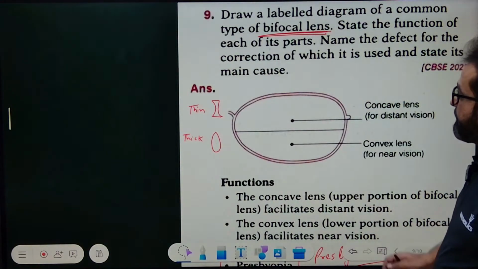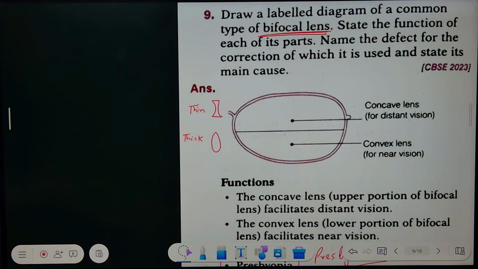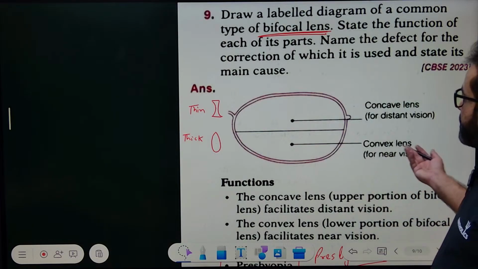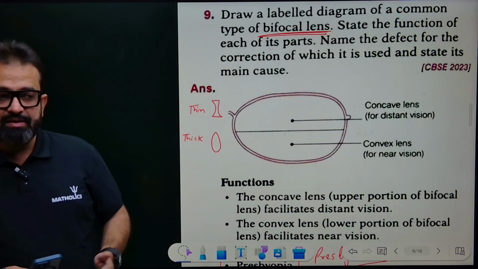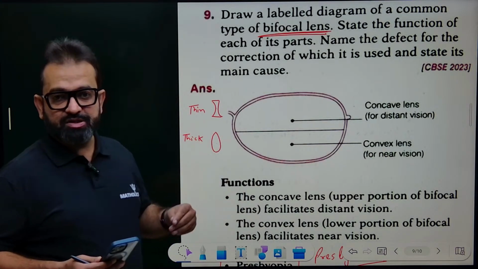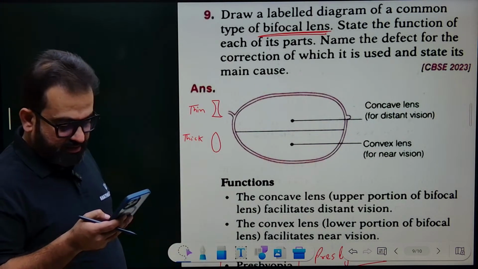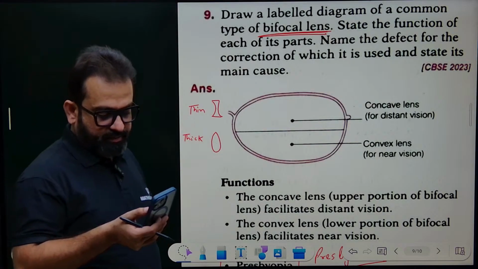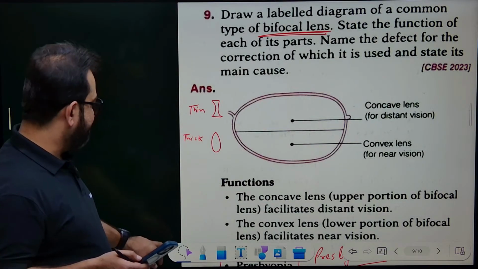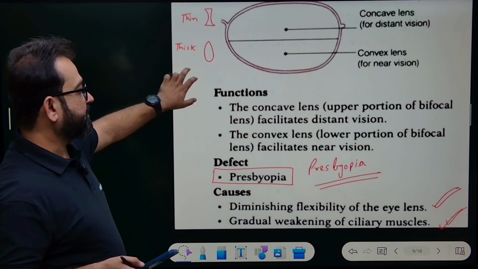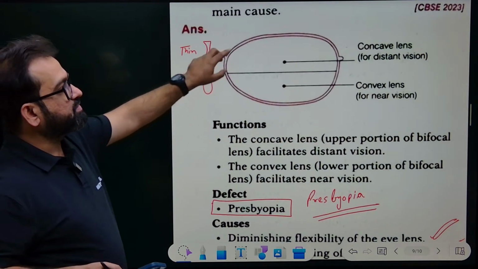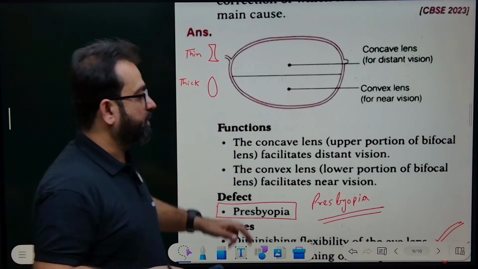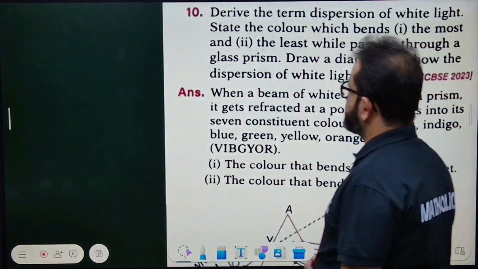Question number 9, right? Bifocal lens. What are bifocal lenses and what is the imperfection which a patient must be suffering from because of this? I guess it is nothing but presbyopia. Yes, a person suffering from the defect presbyopia would actually use this kind of lens. Yes or no? Okay, let's move forward to the next question.